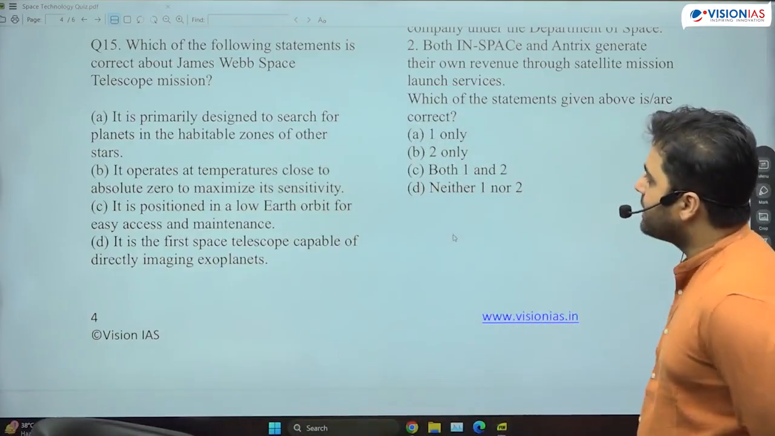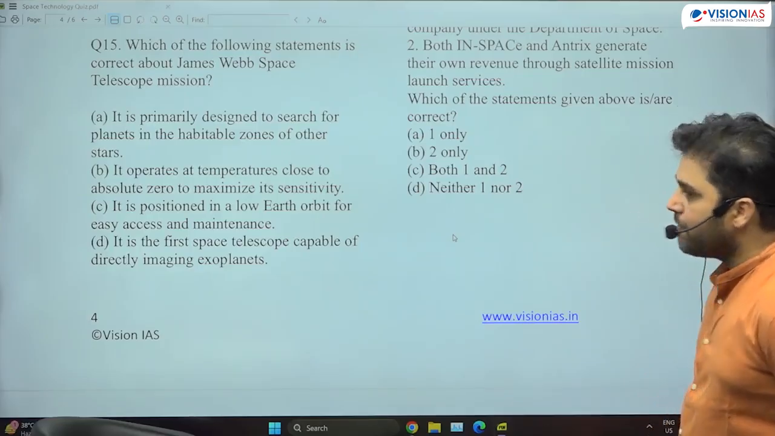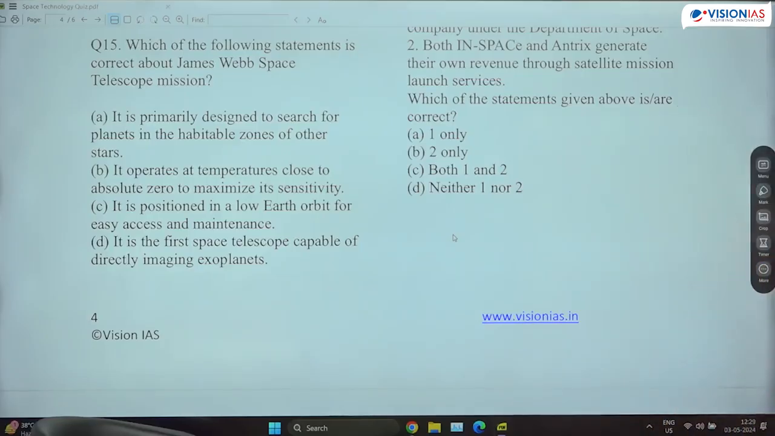Which of the following statements is correct? Out of 4, 1 is correct. Such questions must be attempted, because I know that out of these 4 statements, 3 are incorrect and only 1 is correct.